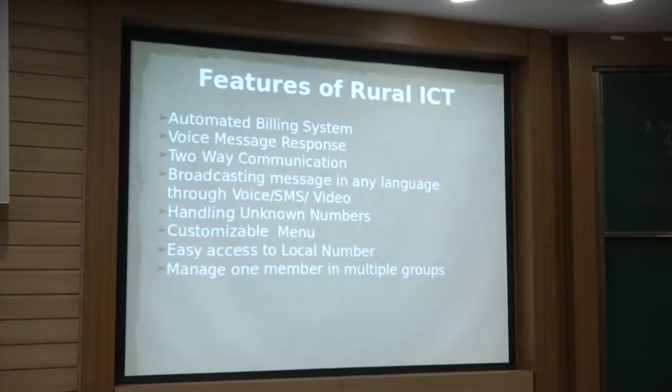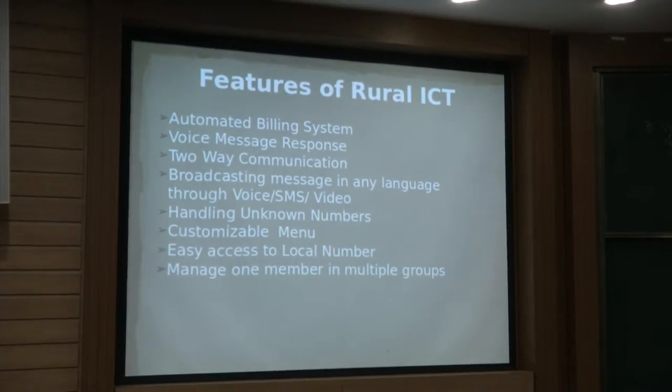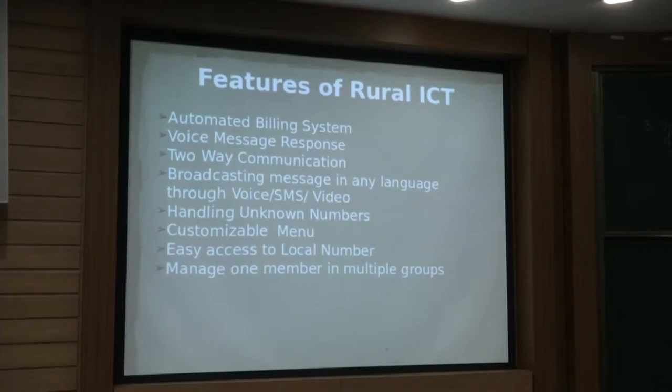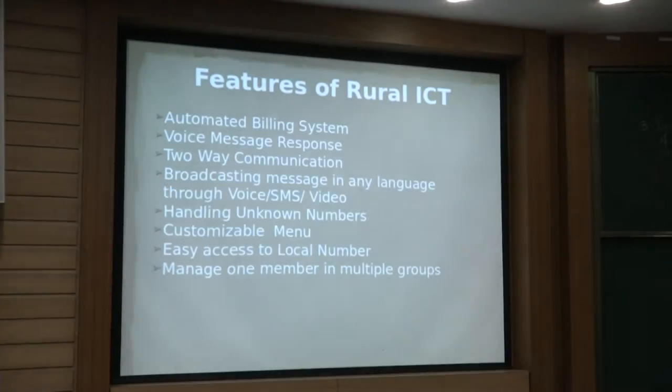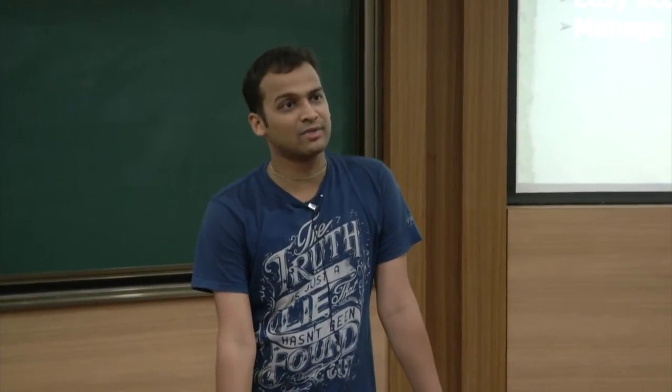Right. So different features will be a part of the ICT system, like the automated billing system and voice message response. When a customer is calling the system, he can record his voice order. And then two-way communication is also facilitated, in the sense that the NGO can broadcast a message to all its customers.